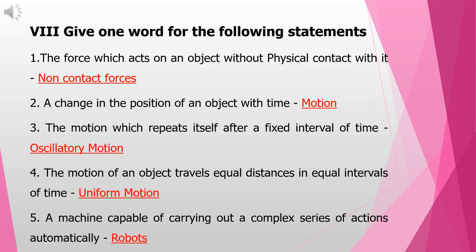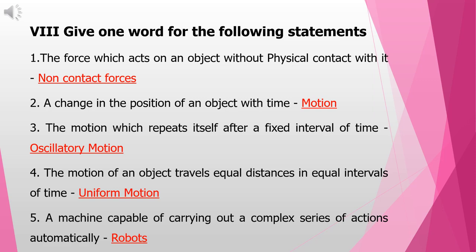Question number 2, a change in the position of an object with time. Position changes with respect to time. Answer is motion. Question number 3, the motion which repeats itself after a fixed interval of time. The motion repeats again and again after a particular time. The type of motion is oscillatory motion.